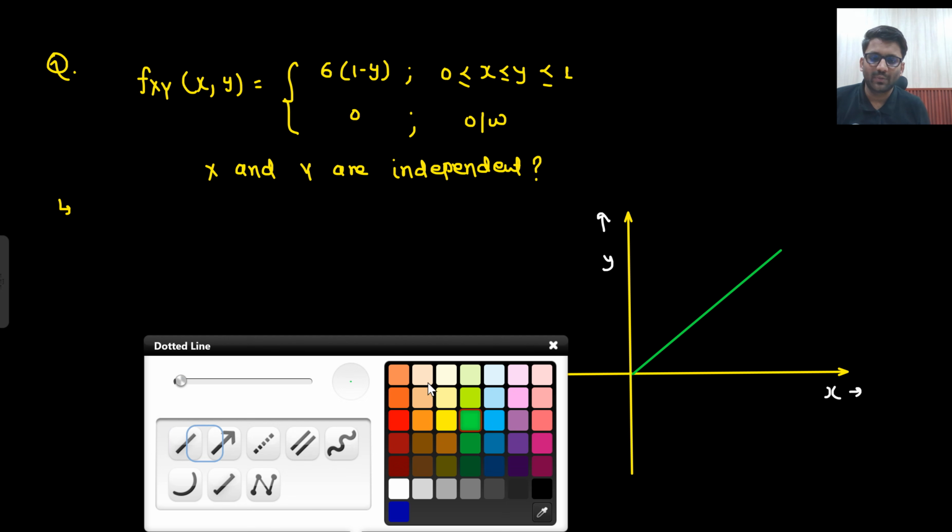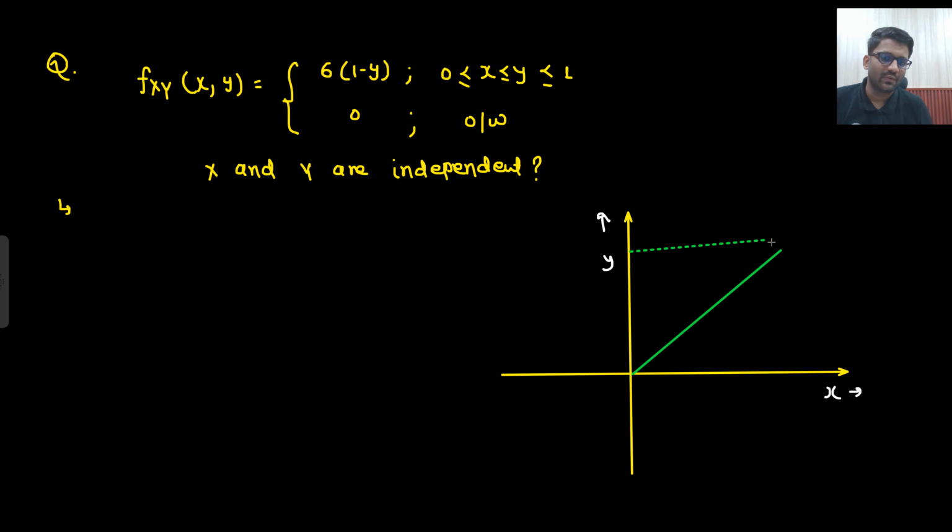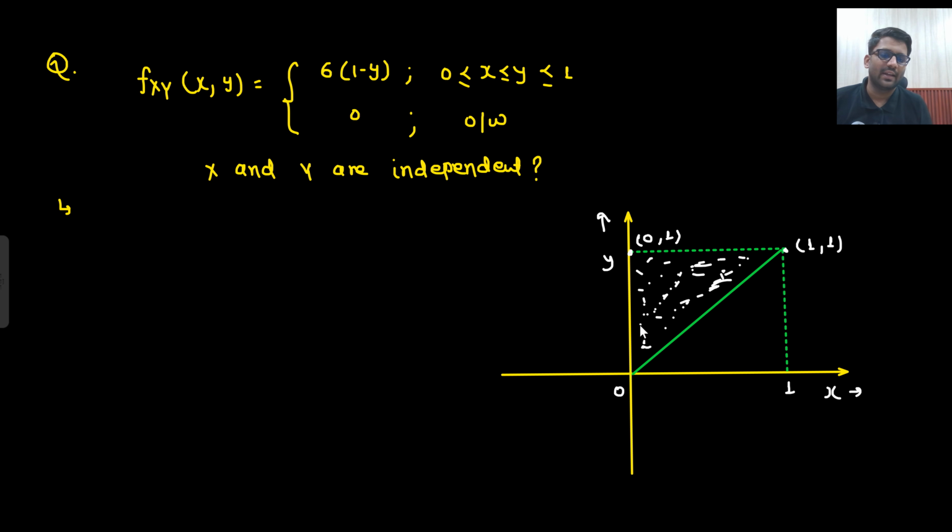So till this point you should be comfortable in making all this region. Y is less than 1, so x will be between 0 to 1. Basically this will be the region of operation. This is your y equals 1, and this point will be (1,1). So this will be the region of working. You can make this region on your own, and directly you can see that x and y are depending on each other.